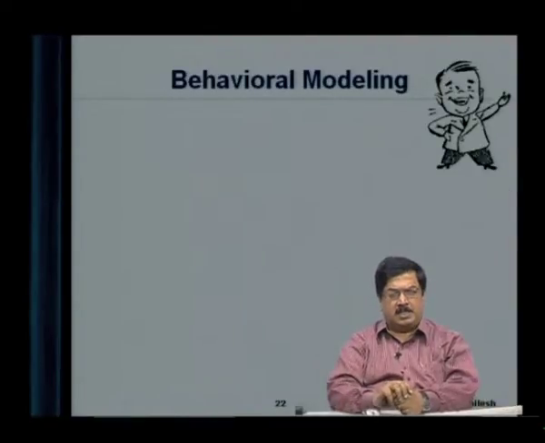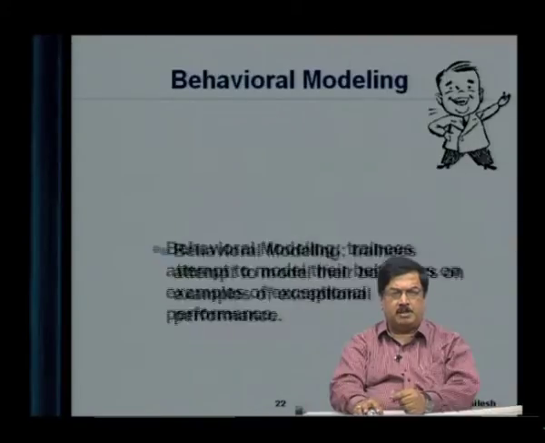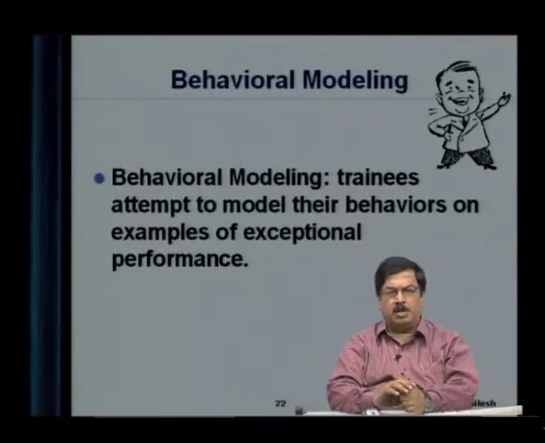Another illustration of the training methodology is behavior modeling. In behavior modeling, you use the social learning theory. Social learning theory believes that adult behaviors are influenced by two processes, modeling and imitation, and in behavior modeling, trainees attempt to model their behaviors on examples of exceptional performance.